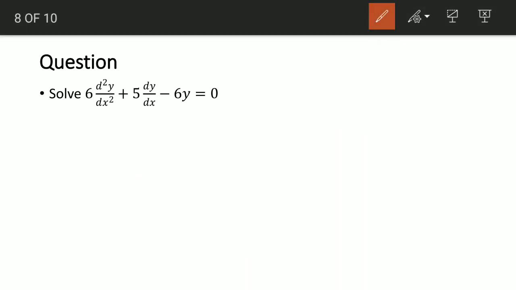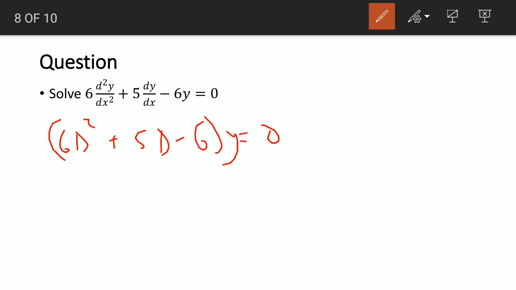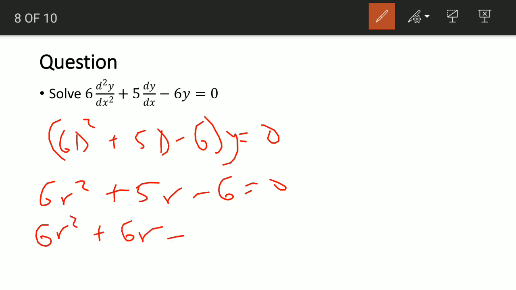Okay, so let's see another question here. So we have 6 d squared y over dx squared plus 5 dy dx minus 6y equal to 0. If I write the operator form here, this is going to be 6D squared plus 5D minus 6, all times y, which is common throughout, equal to 0. And the characteristic equation is going to be 6r squared plus 5r minus 6 is equal to 0, which you can solve by, I think we can use, this can be 6r squared plus 6r minus, that is going to be a mistake.